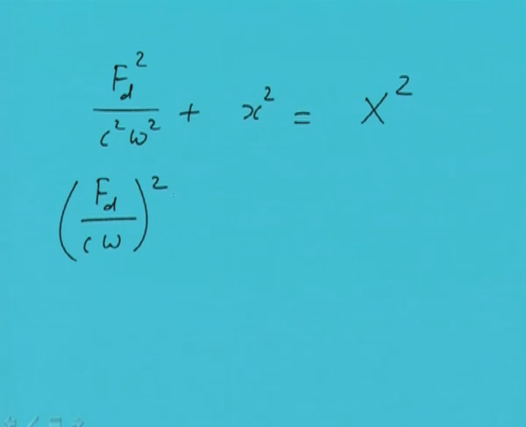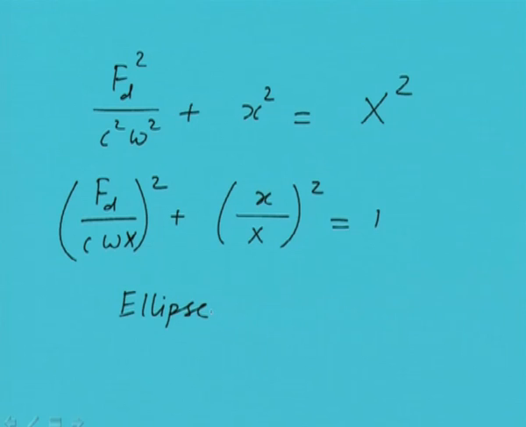Fd square by c square omega square plus x square is equal to capital X square. Now again a slight rearrangement can be done of this. Capital X will also come here, plus small x by capital X whole square is equal to 1. Now we know that this is the equation of an ellipse, and if we want to plot this, this will take this form.